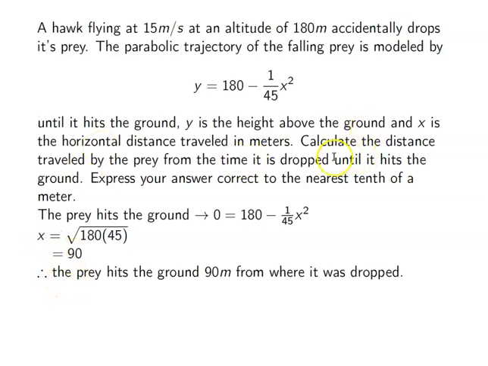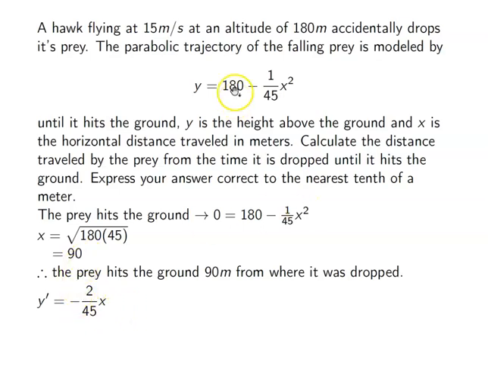So that's a horizontal distance. We're not calculating the horizontal distance. We're calculating the distance that it traveled, right? So horizontally, yeah, it traveled 90 meters. But what we want to know is the actual distance traveled completely. So we're going to find the length of the curve that it took.